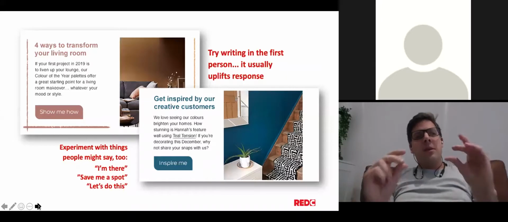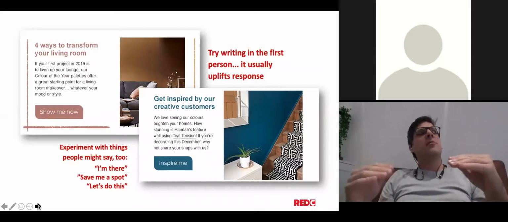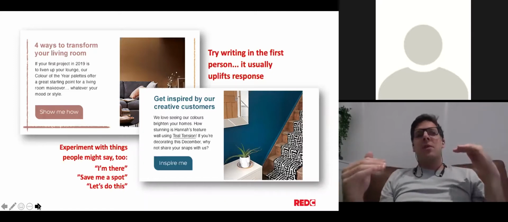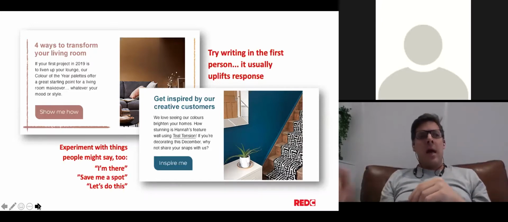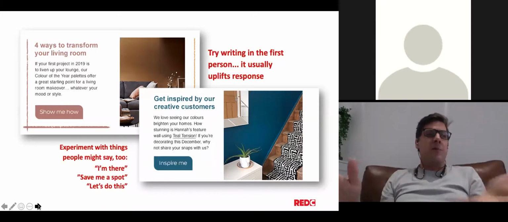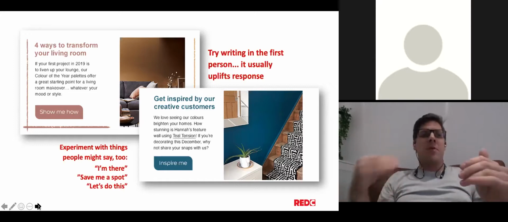But in terms of the buttons, the way to think of this really, I suppose, is that the body copy is the voice of the brand or the voice of the marketing department, and then the button becomes the moment when the reader takes over. So, if your first project in 2019 is to liven up your lounge, our colour of the year palettes offer a great starting point for a living room makeover, whatever your mood or style. And you're clicking the button to say, okay, tell me more, show me how to do it. So it's the moment that the reader takes over.